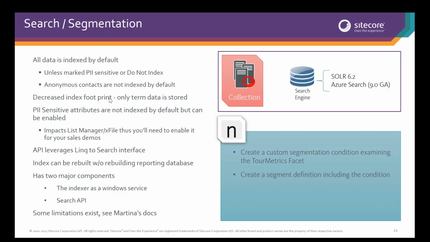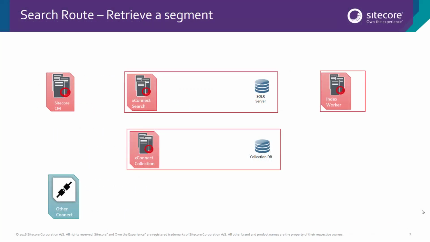The search server itself can be scaled on its own, or it can run with the collection server. This really depends on your setup and what your requirements are. It's not normal to use a search server from the content delivery server. That's not something we support by default. You can use it from the content management server, and it's heavily used by list manager, EXM, and marketing automation for segmentation.